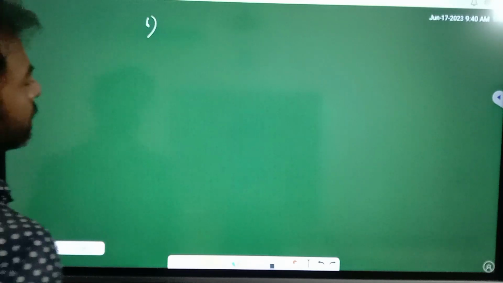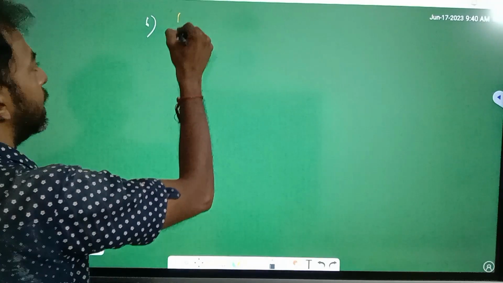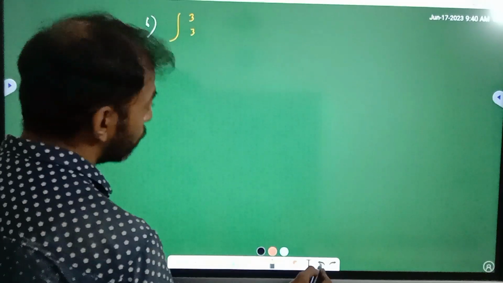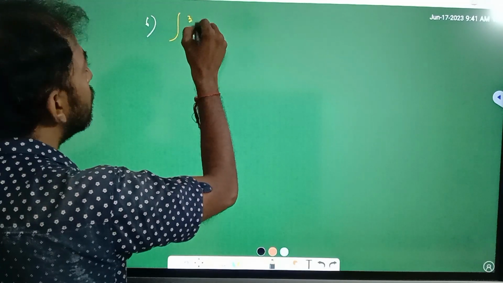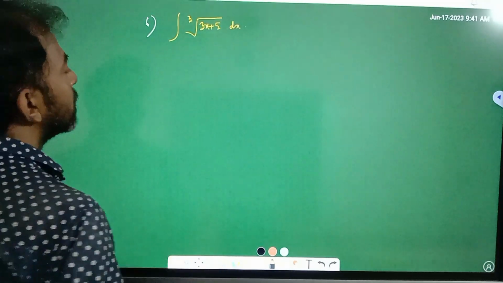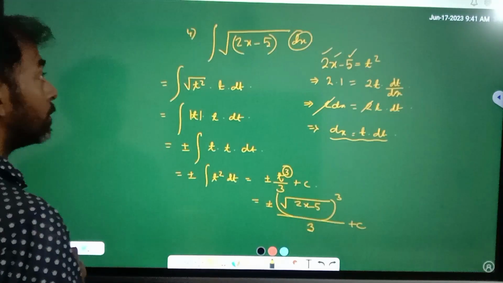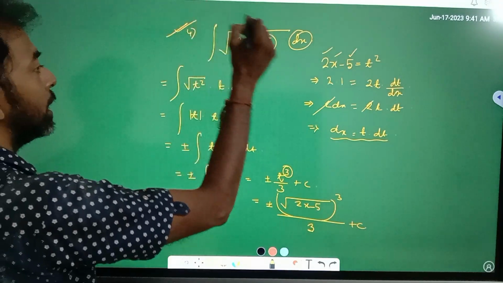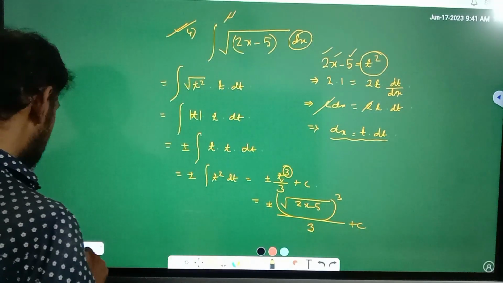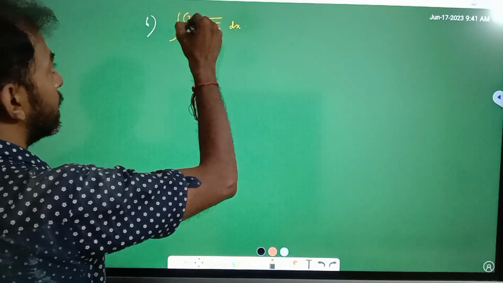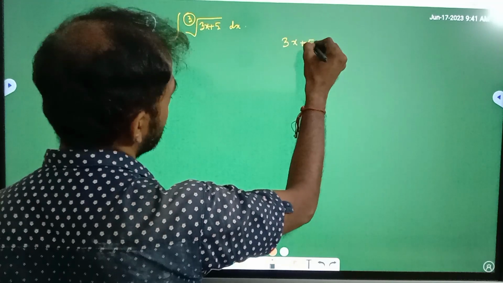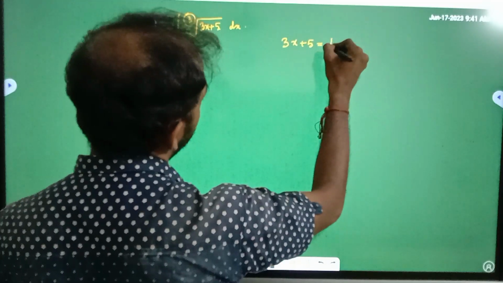Number 6 is something like: let the given integral be cube root of 3x plus 5 dx. Very similar to number 4. Here we considered that 2x minus 5 equals t square because there was a square root. Now in this problem, it is a cube root. So we need to consider 3x plus 5 equals t cube.